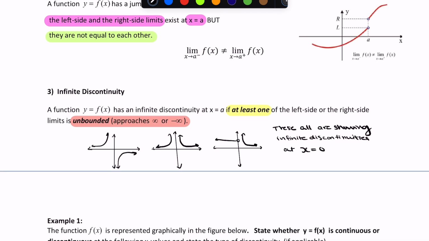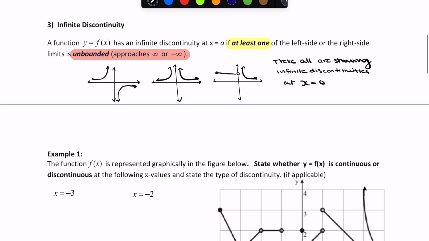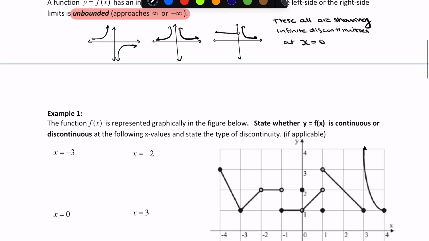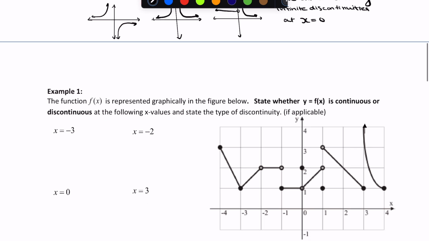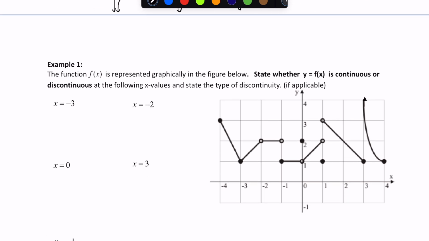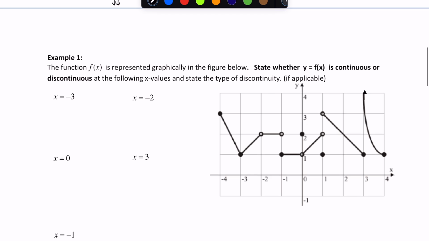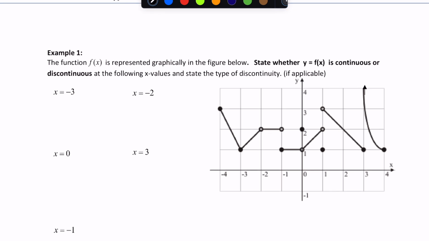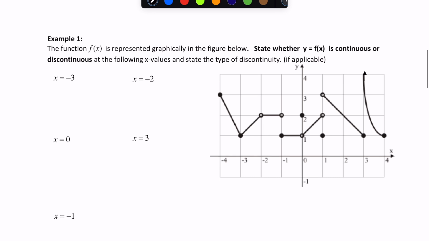Okay, so let's look at example number 1 here. It says the function f of x is represented graphically in the figure below. State whether y equals f of x is continuous or discontinuous at the following x values and state the type of discontinuity if applicable.